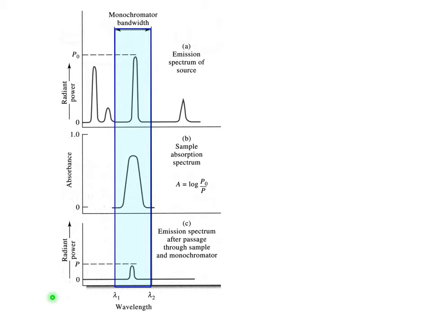So what happens? We have our emission spectrum of the source. It has several different lines, and we need only one line. Other lines can come from our sodium or from neon gas that is in the lamp or from any impurities. Next, our monochromator of wide bandwidth selects the line we need.